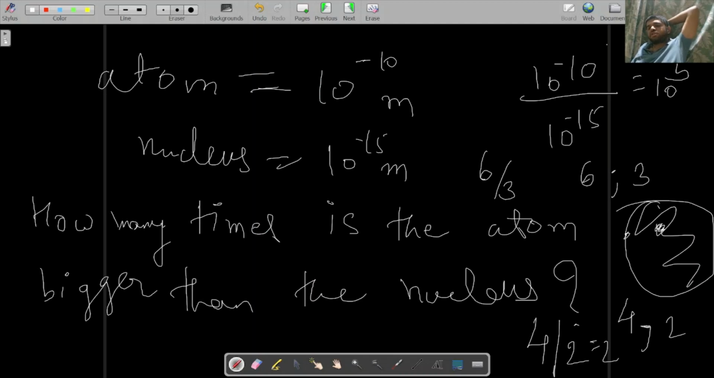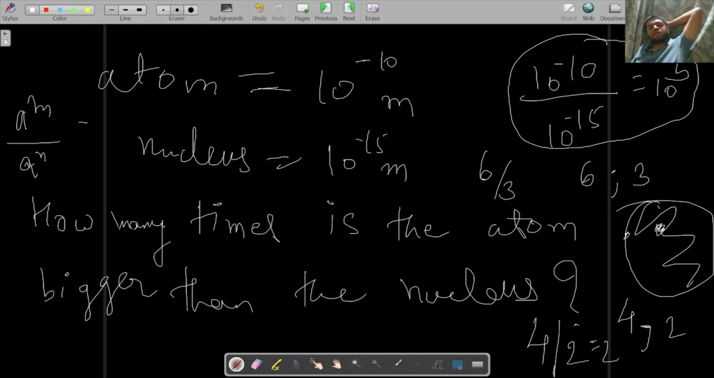Then how did this come? This came from the laws of indices which you have learnt in the lower classes. This minus 15 will go up and become plus 15. You know a to the power m divided by a to the power n is a to the power m minus n, right? So put a equal to 10, m equal to minus 10, and n equal to minus 15 over there, and you will simply get this. So the atom is 10 to the power 5 times bigger than the nucleus.